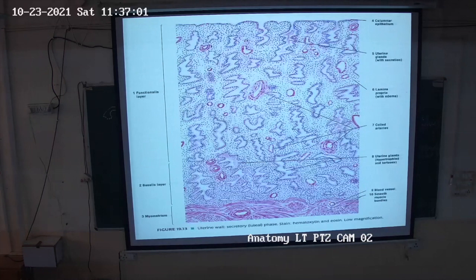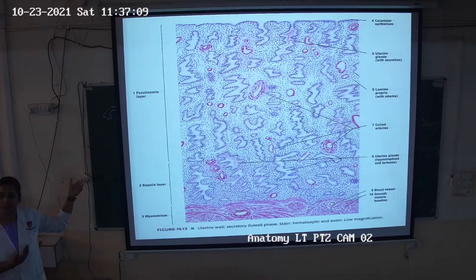So this is the secretory phase. The glands elongate and take a tortuous course. Secretions are seen in the lumen. They reach the functional layer. They also open up into the lumen surface. The coiled arteries which were in the basal part now reach the superficial part, that is the functional part, in the secretory phase.